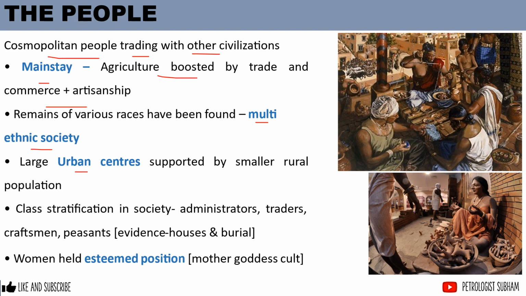Large urban centers supported by a smaller rural population. Okay, class stratification in society, like administrators, traders, craftsmen, peasants, were visible from the excavations. Women held an esteemed position in the particular civilization.